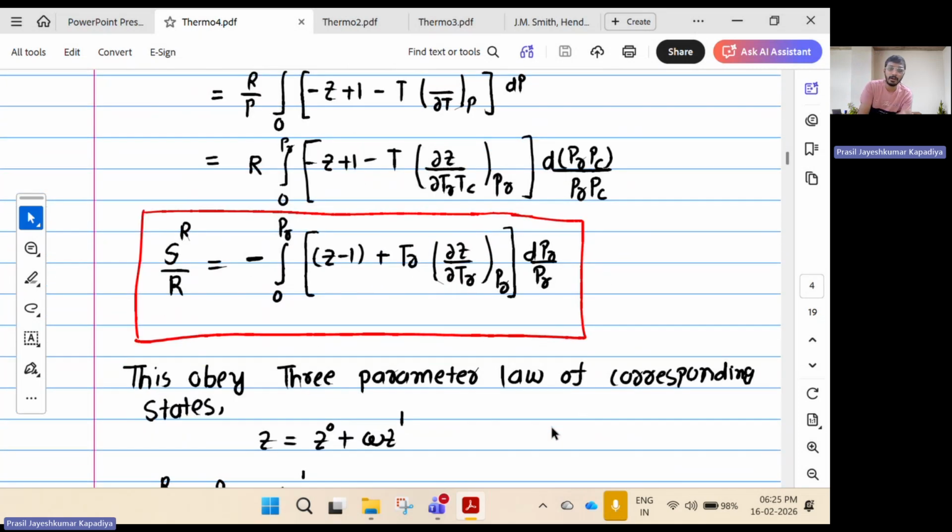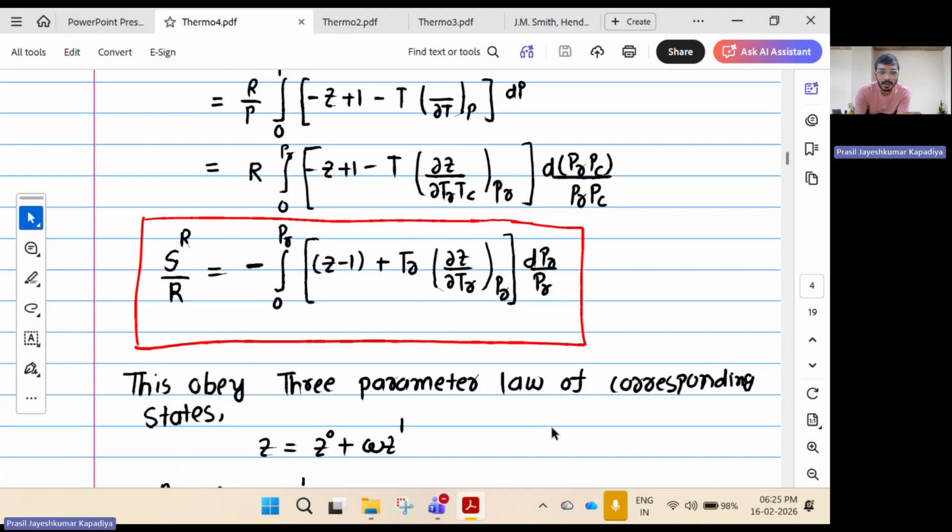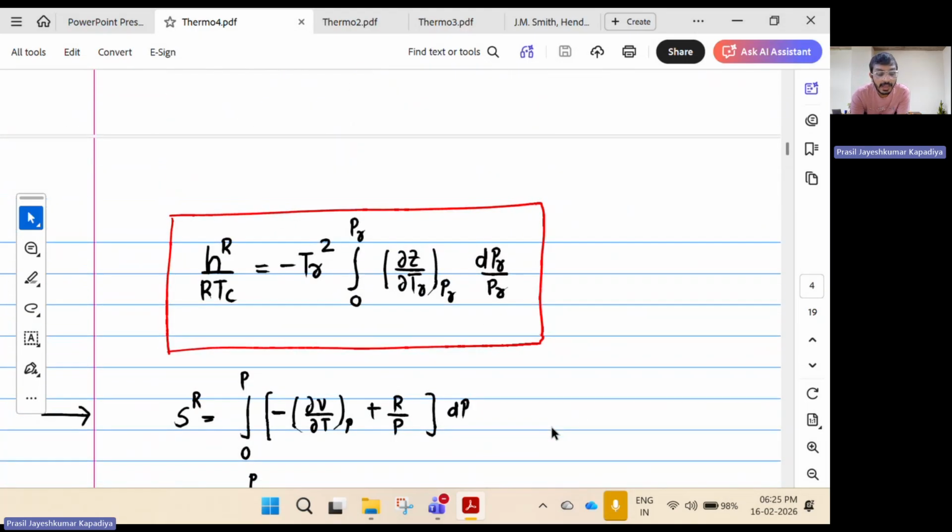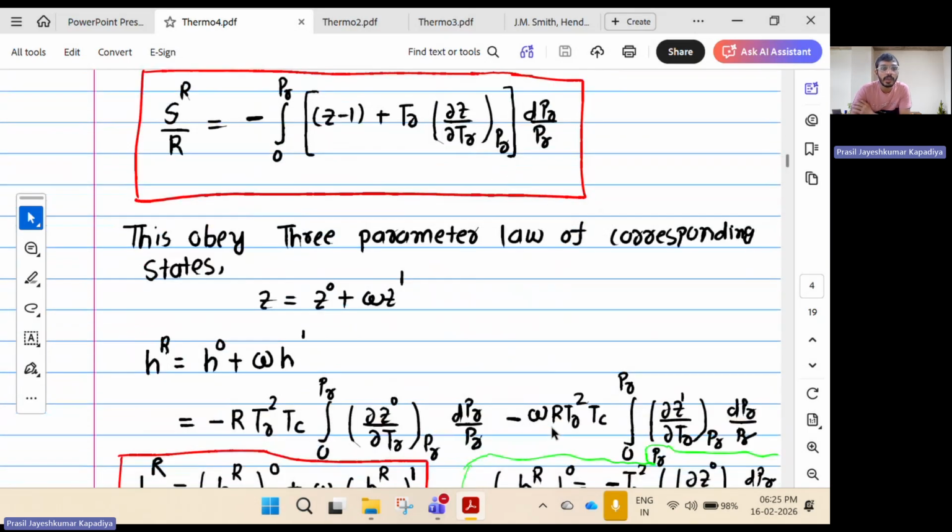So this is what I get for the residual entropy SR by R, and similarly HR by RTC. These obey the three parameter law of corresponding states.